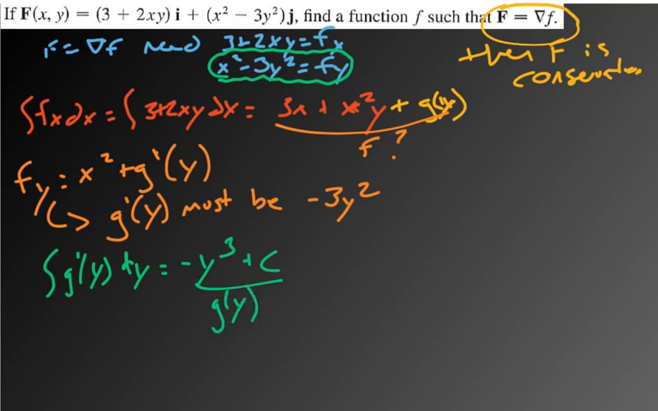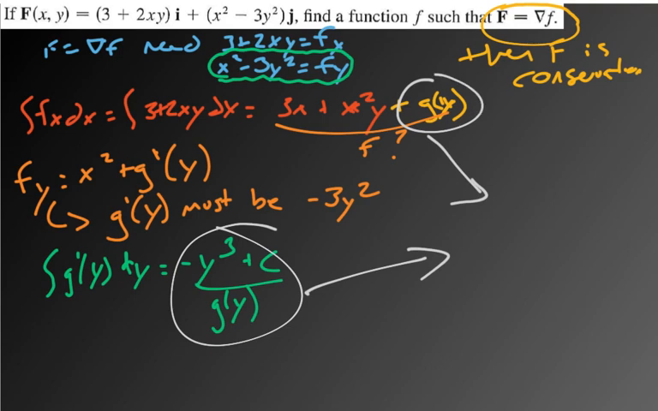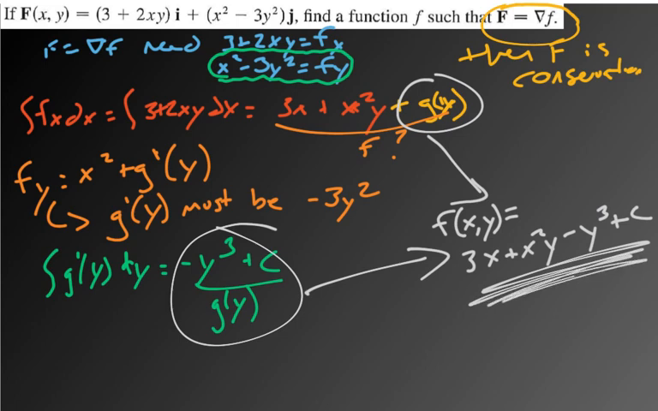And so this thing is my g of y, right? And so now, as just one last step, I can go here and here, right? And I have my g of y. And so I can pop in that, and I can get f of x comma y equals 3x plus x squared y minus y cubed plus some sort of constant. So this thing, right, if you literally do the partial with respect to x, you'll get that. And if you do the partial with respect to y, you'll get that.